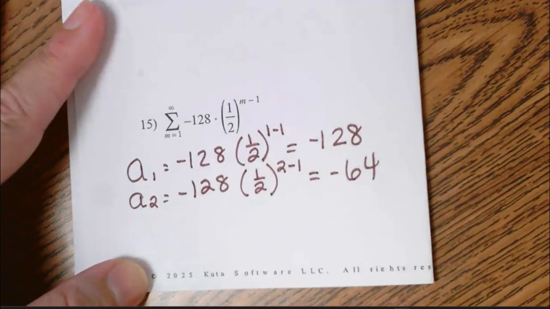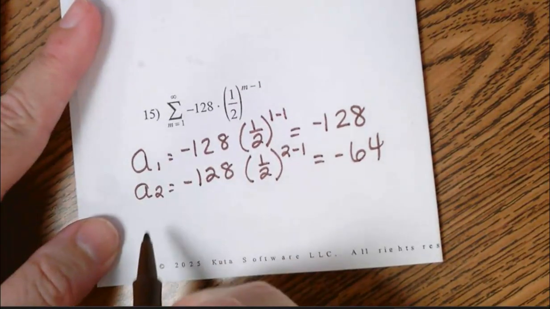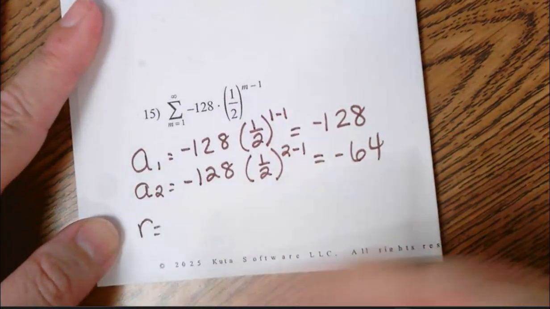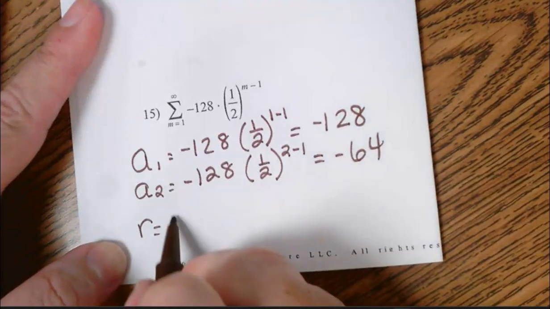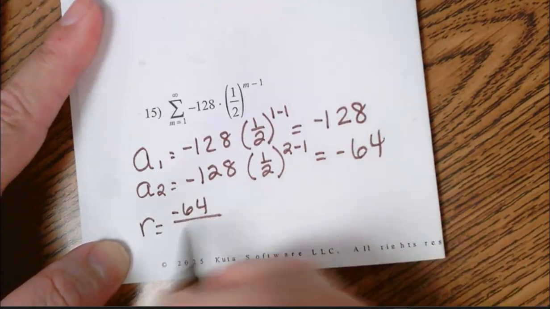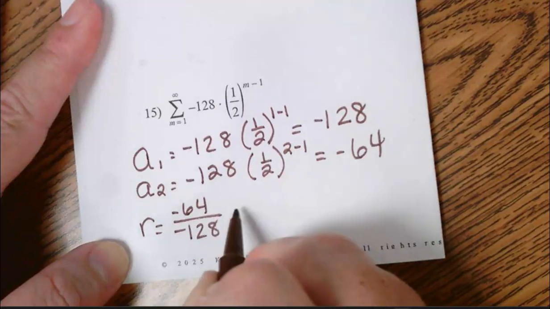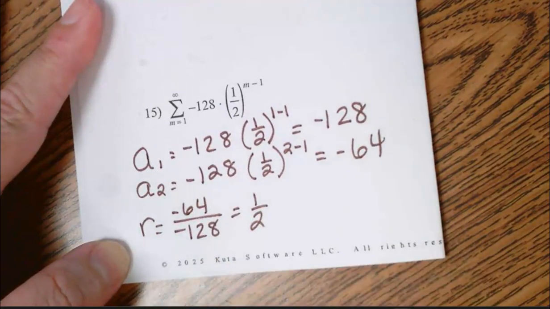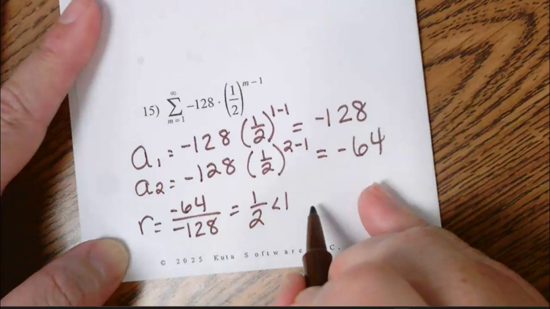Now we're going to find r. r is second divided by the first. So negative 64 over negative 128, and we get 1/2. This is less than 1, so it does converge.